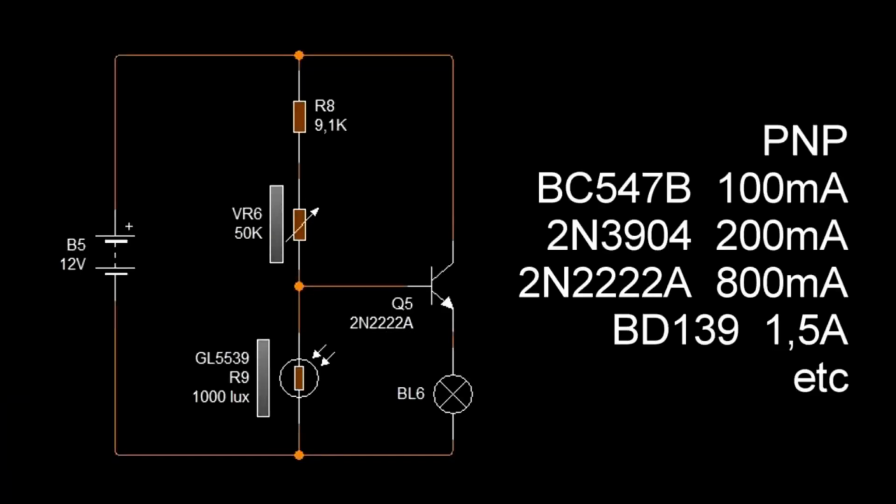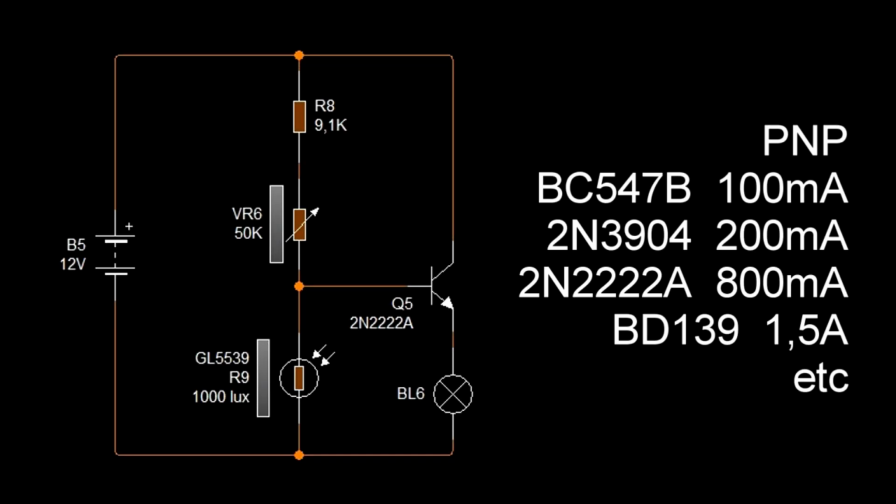I designed this circuit so that the lamp lights up when the LDR doesn't detect light. I've used a 9.1 kΩ resistor so that if the 50 kΩ potentiometer shorts, it doesn't damage the transistor. The transistor will be PNP, so we can choose any of the ones I've used as examples.